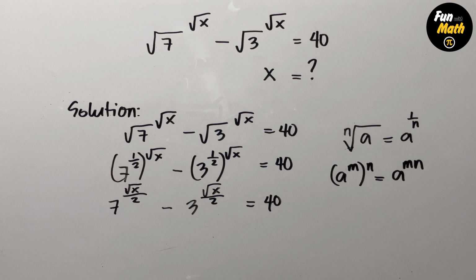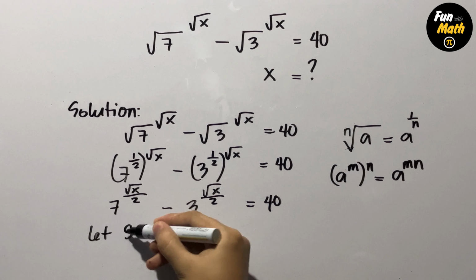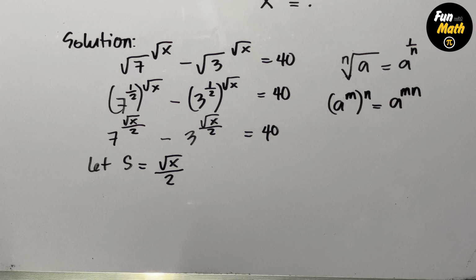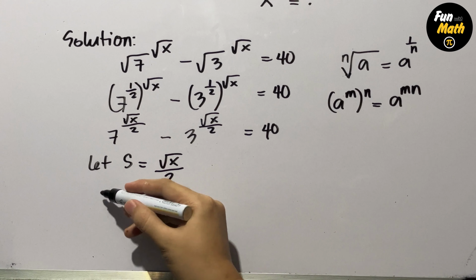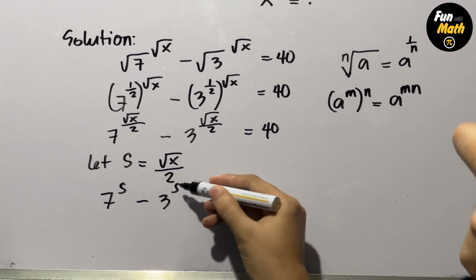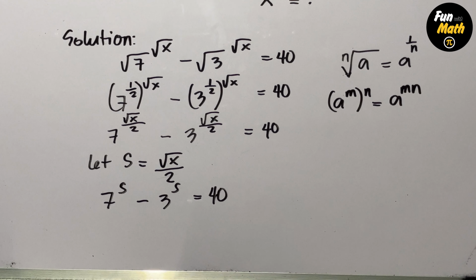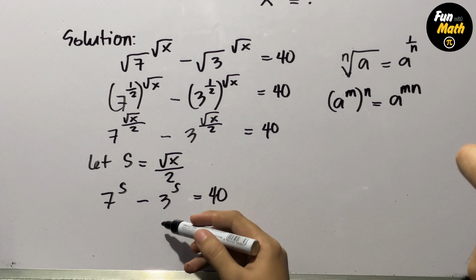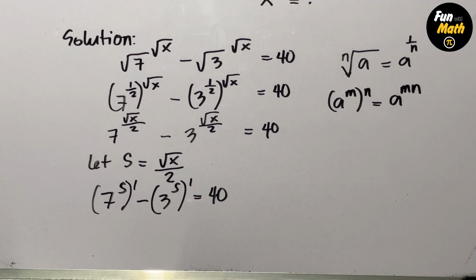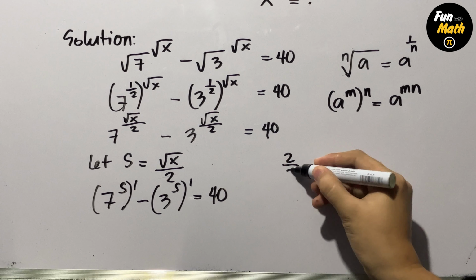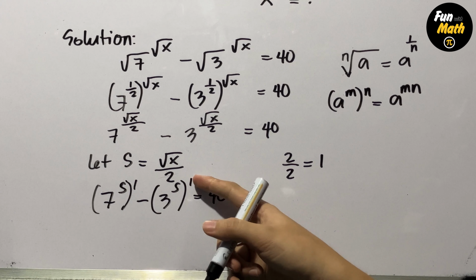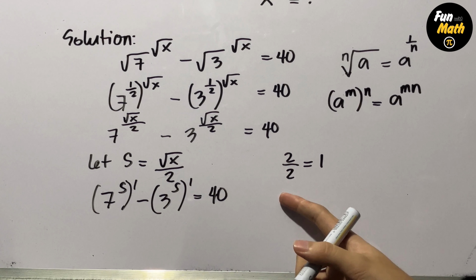Now next is, we can let s be equal to square root of x over 2. So now we can write it as 7 to the power of s minus 3 to the power of s equals 40. Next, let's put the power of 1 on each term. So this is power of 1 and this is power of 1. Now, 2 over 2 is just equal to 1. Instead of writing power of 1, we write power of 2 over 2.